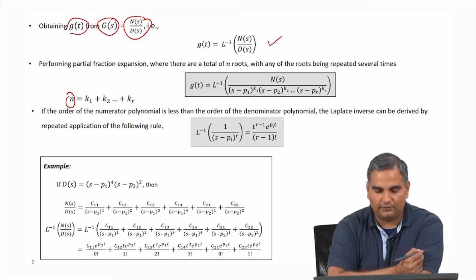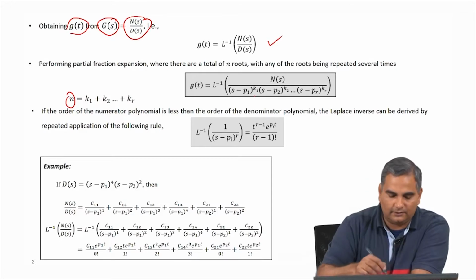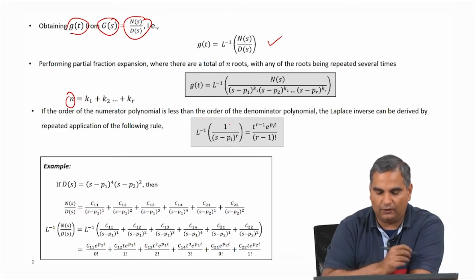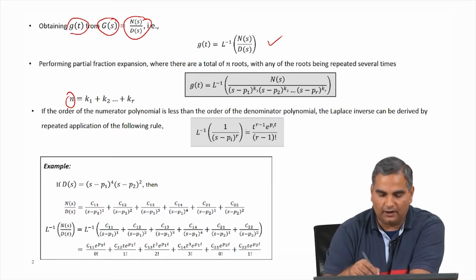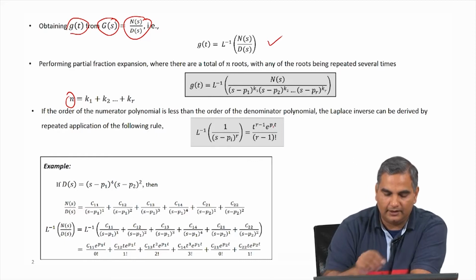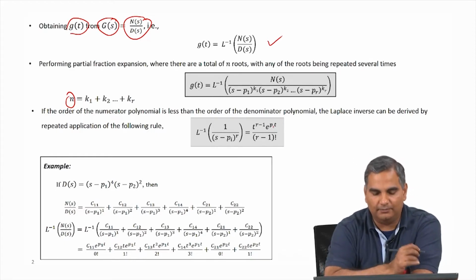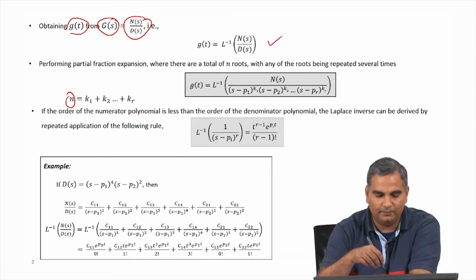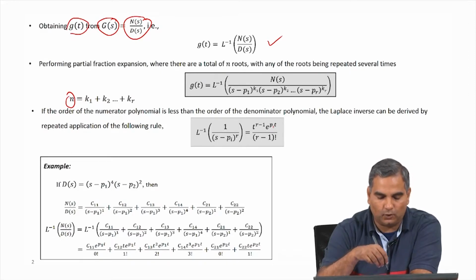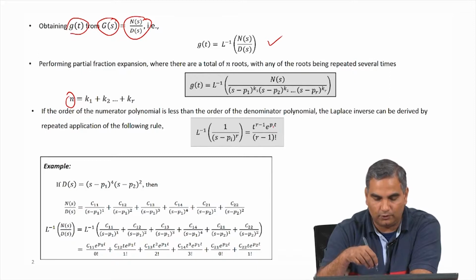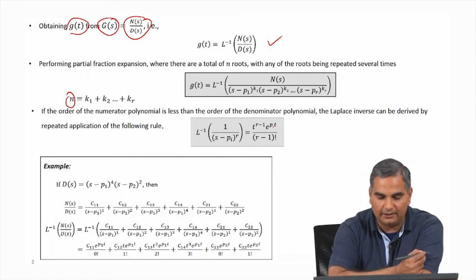Whenever I have a term of the form 1 by (s minus p1) to the power r, the Laplace inverse of this Laplace domain function is the following time domain function: t to the power r minus 1, e to the power p1 t, divided by (r minus 1) factorial. So, very simple formula. If r is 2, for example, then the inverse of 1 by (s minus p1) squared will be t to the power 2 minus 1, which is just t, e to the power p1 t, divided by 2 minus 1 factorial, which is 1. So, it will simply be t e to the power p1 t.